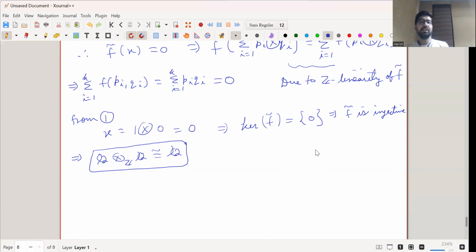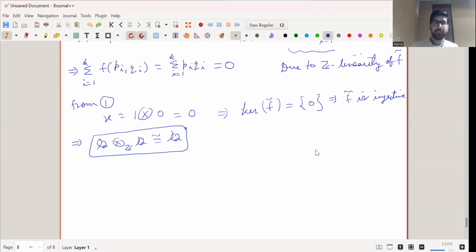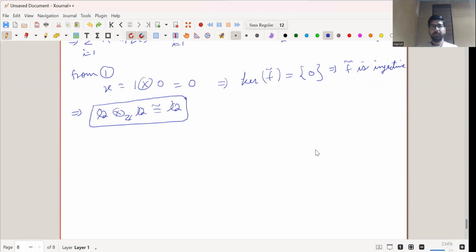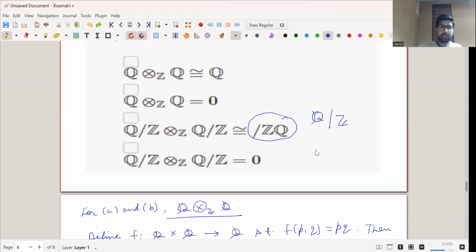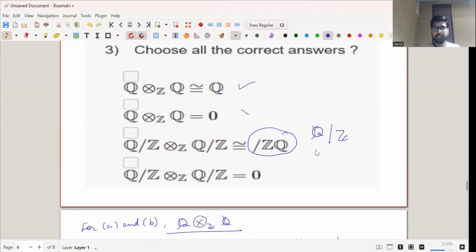Onto would be easier if you have defined it in a nice way, and for injectivity you have to work out a bit. But you can guess what the tensor product would be by just looking at the onto part. Onto part is very crucial because that will help you in guessing this. Okay, that you will realize in the next questions. So it was Q. So first option is correct and the second is wrong.